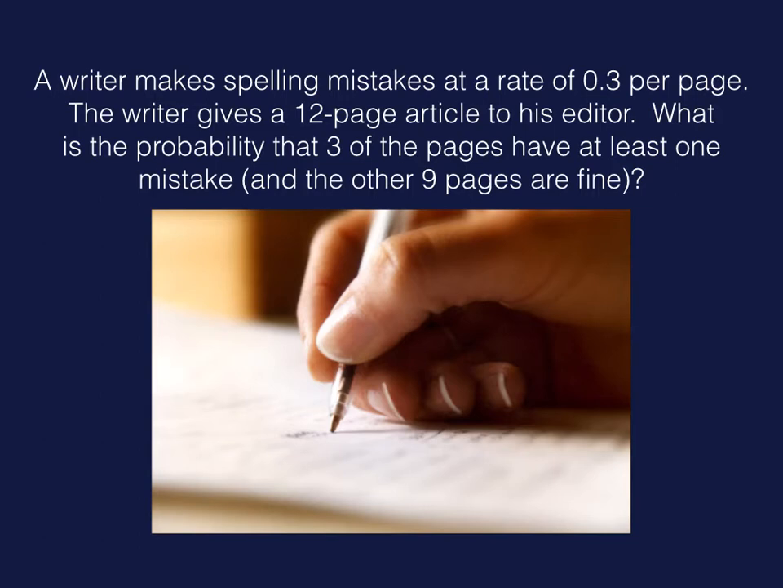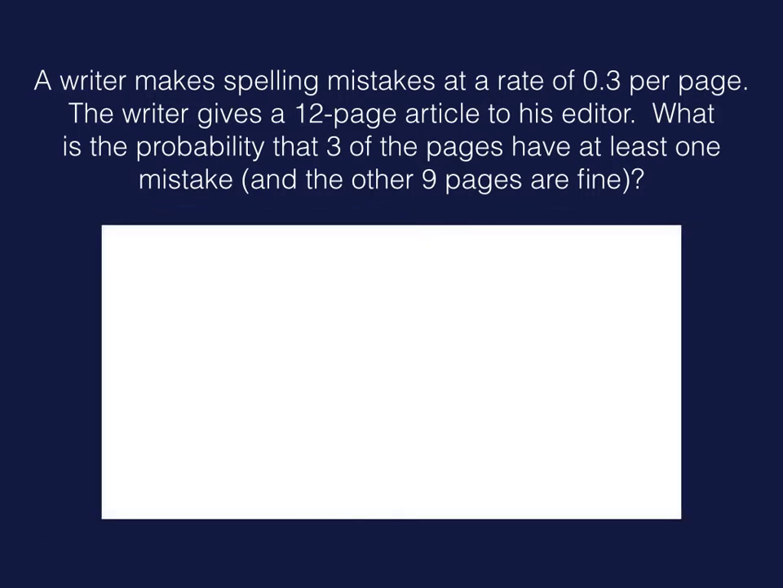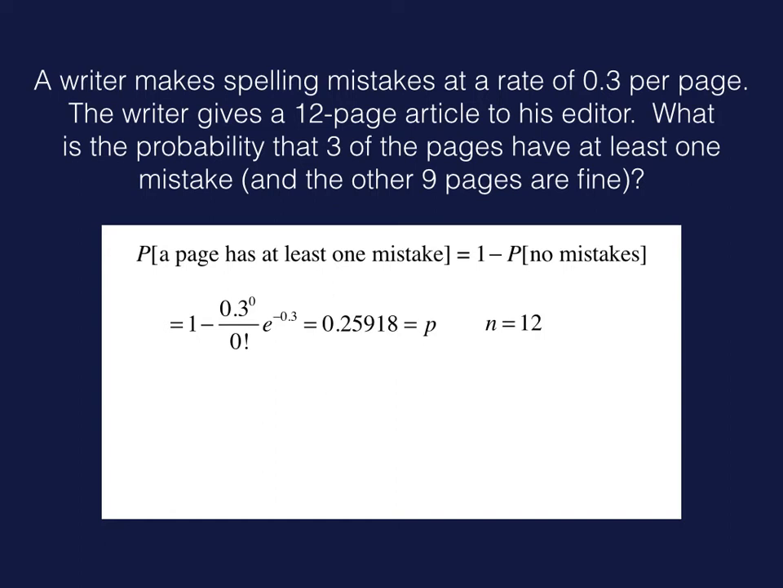Okay, so the chance of getting at least one mistake is 1 minus the chance of getting no mistakes. By the Poisson formula, that is 0.259. Now, that is going to serve as the p in the binomial formula. So to get 3 pages with a mistake, you run through the binomial formula, you get an answer of 0.2574.